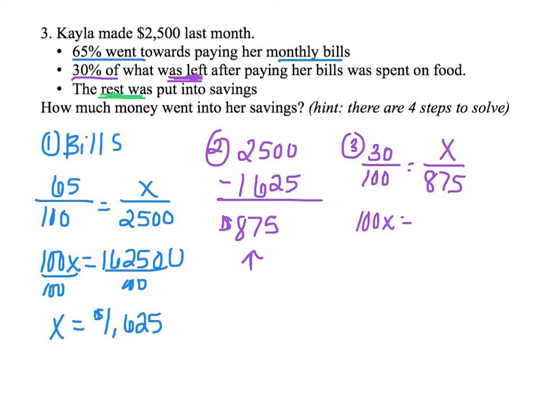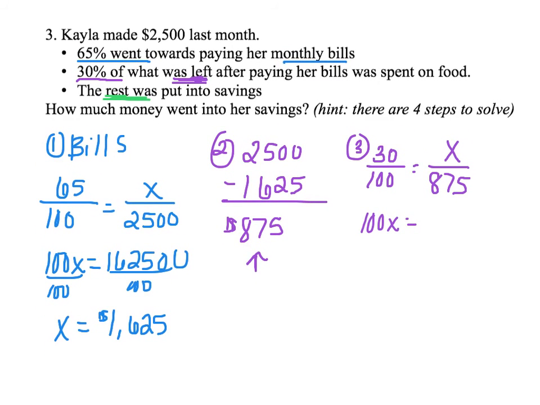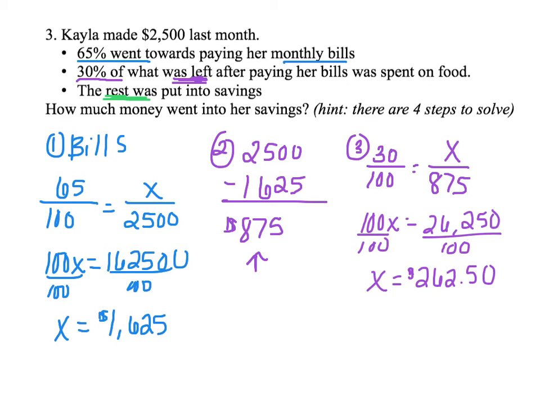So cross multiply, 100x equals 26,250. Divide both sides by 100, and we get x equals $262.50 for her food. Last and final step, the rest was put into savings.